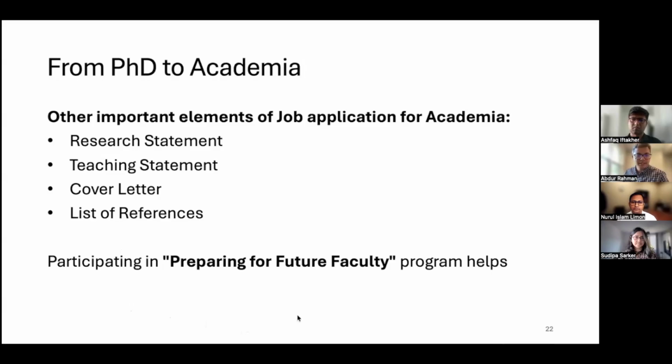If you are applying for academia, this list of references is very important. We need to choose wisely who we put in the reference list. And I wanted to highlight this one. If you are looking for an academic position, there are opportunities that you can pursue. Sometimes the university offers programs of 3 months or 6 months where we teach potential PhD candidates how to apply for academic positions. We sometimes call it a future faculty program or preparing for future faculty program. So just look out for these kinds of opportunities, and I think you will be trained well with this kind of program. Yeah, I think that's all from the PhD to academia perspective.